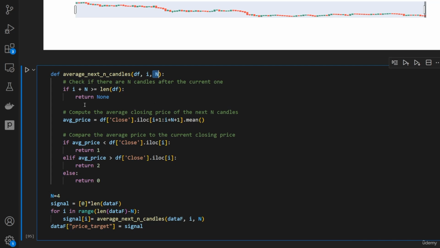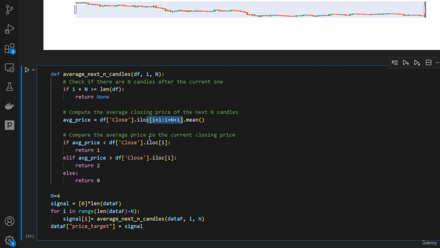Then we're going to compute the average closing price of the next n candles. And this is done very easily by slicing using pandas. So I'm taking the df close column, the closing prices. I'm using the iloc between i plus 1, the next candle, and i plus n plus 1, the next n candles, dot mean. So we're computing the mean values of the closing prices within this slice.